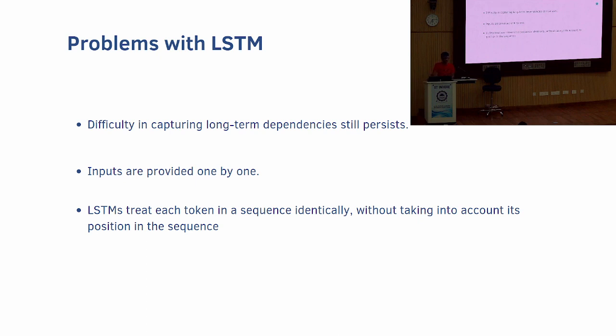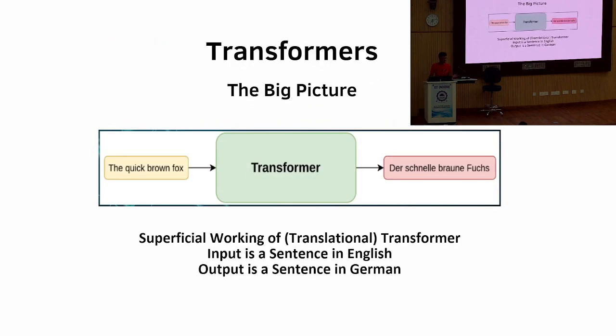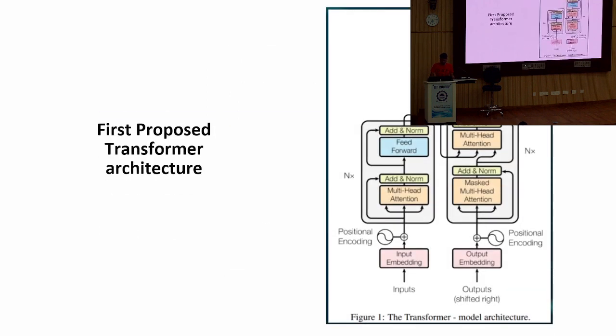To overcome these problems, now we will look at our final model, which is the transformer. Again we will take the translation example and look into the transformer. This was the first proposed model of the transformer. The transformer was proposed by a Google team at Google Brain in 2017. This is the first transformer architecture, so you can just have a brief look at it.